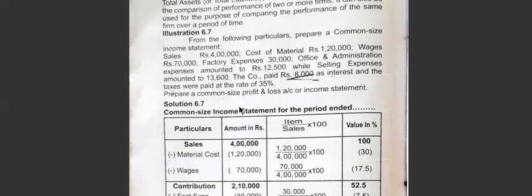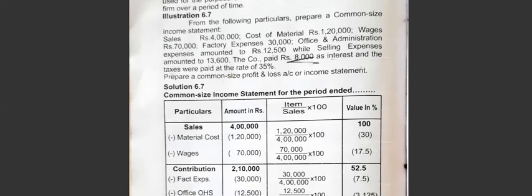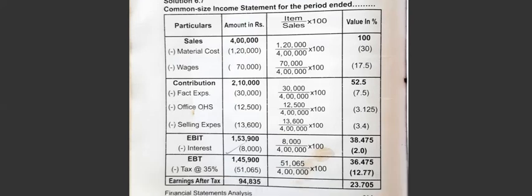Okay, so you have to open the common size profit and loss account or income statement. In the income statement, you know what we have to do. The format is sales minus variable cost, contribution, minus fixed cost, EBIT, minus interest, EBT, minus tax, EAT. Okay, so we will follow the same thing. Now we will begin with the columns: particulars, amount, then item divided by sales into 100, then value in percentage. Then you will begin with the sales.